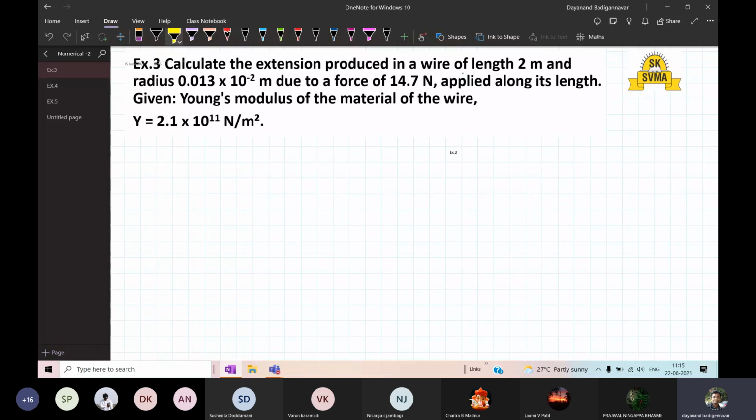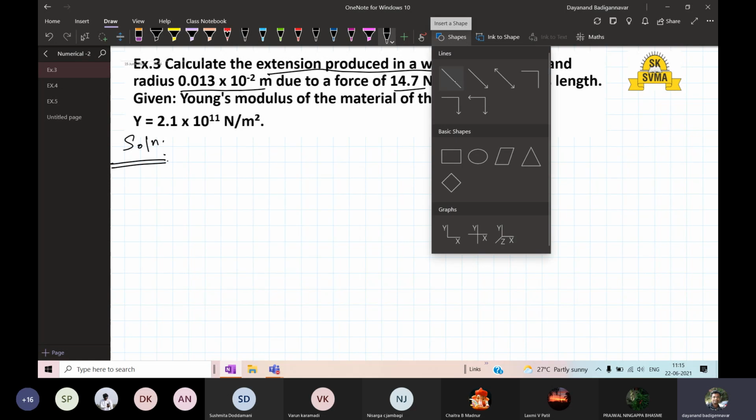Okay, so this is the problem. Calculate the extension. Let's go for the solution. Calculate the extension produced in a wire of length 2 meter and radius 0.0312 meters due to a force of 14.7 Newton applied along its length.